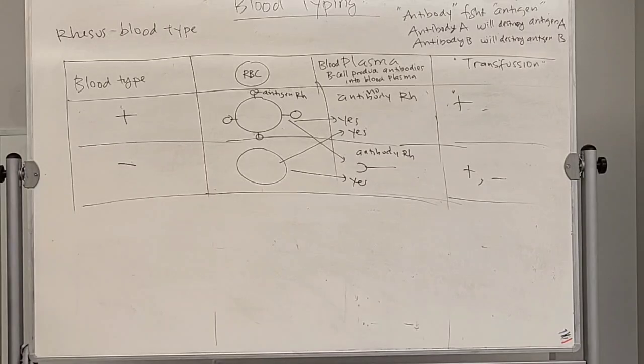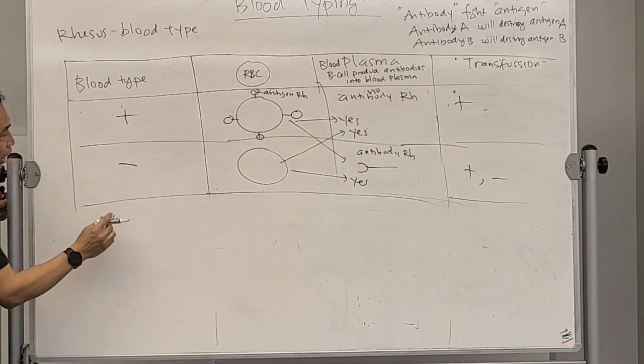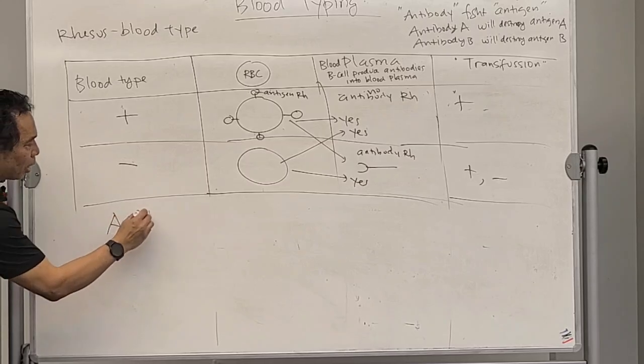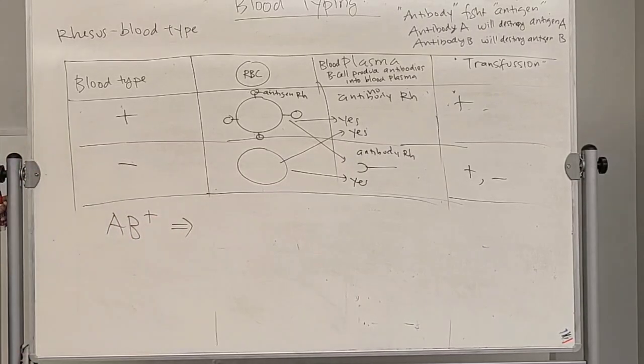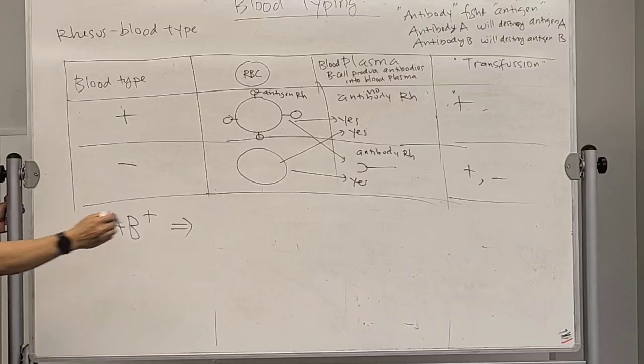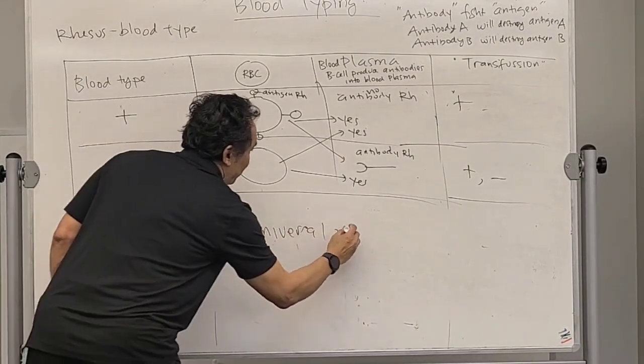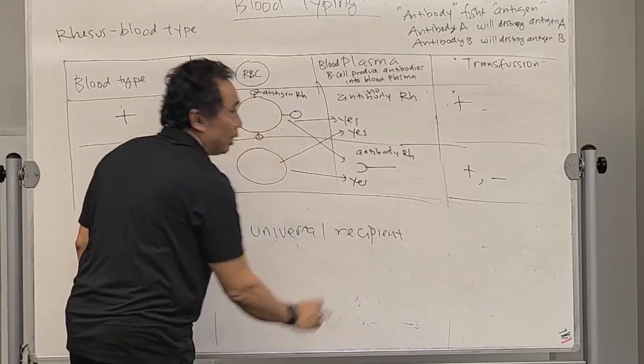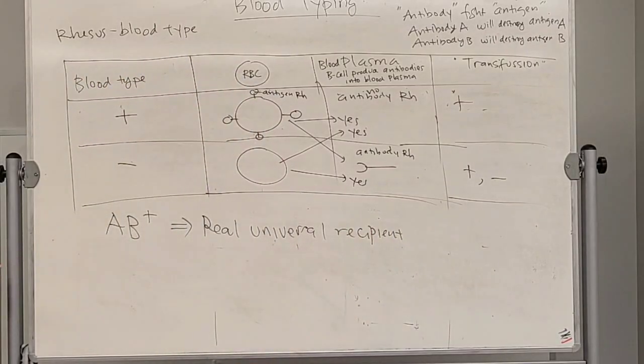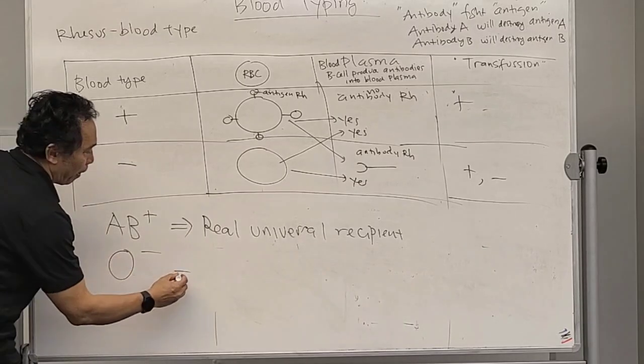Now, if you combine the ABO blood type, if you have AB positive, this is the real universal recipient. It means that it doesn't really matter, any blood can go to you. It doesn't matter ABO or rhesus type, you can receive all of them. And the real donor will be the O negative. If your blood is O negative, you can give your blood to anybody.